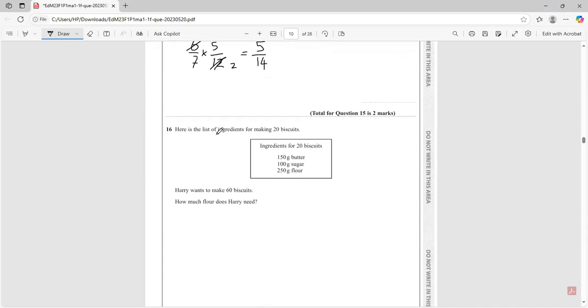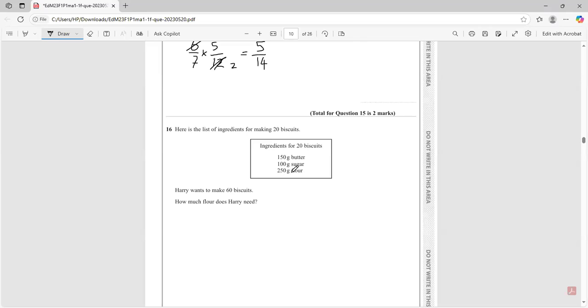It says here is the list of ingredients for making 20 biscuits. All right, I like this question. You can just hit the nail on the head and move. Harry wants to make 60 biscuits. Simple. How much flour does Harry need? He will need 3 times as much as it will be for 20 biscuits. That's it. Very simple. This is probably one of the easiest questions in this paper.